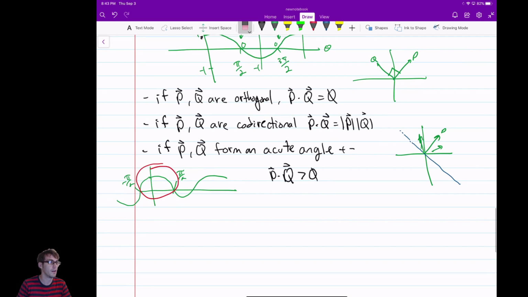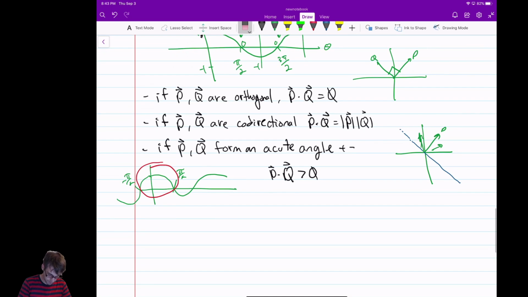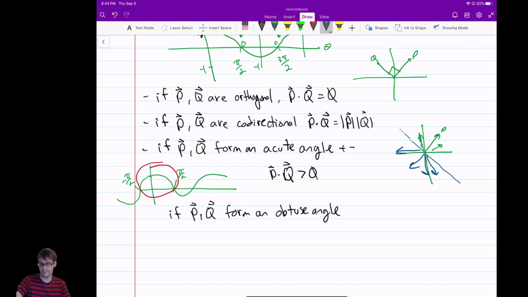And then likewise, if p and q form an obtuse angle, so if q is pointing more than 90 degrees away from p, then what happens? Then our cosine falls into this other territory here.